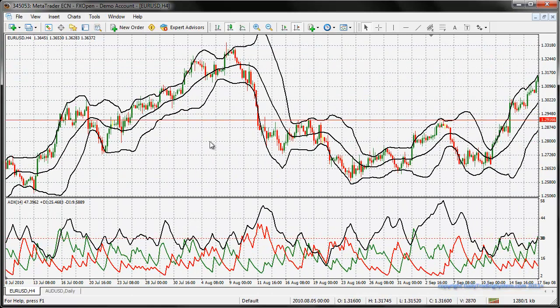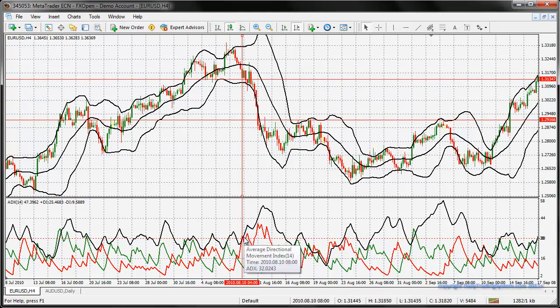Let's see if we can find some other areas. Okay, what's this one here? Okay, it's on a red candle, that's good. Okay, ADX looks great. Where would we go in? On the next bar, right there. And that's a pretty strong signal just with the ADX alone.